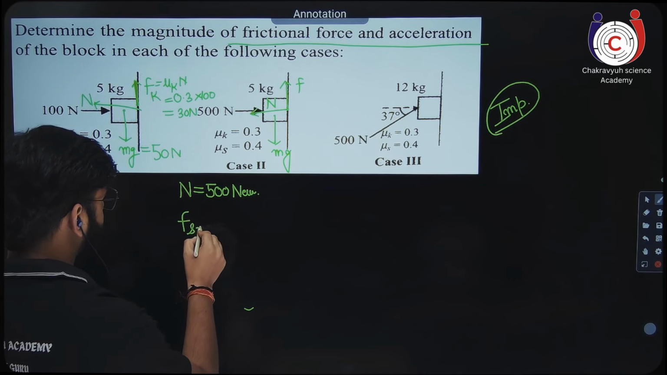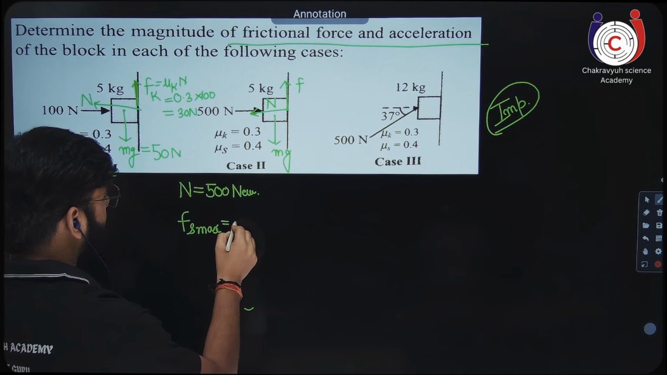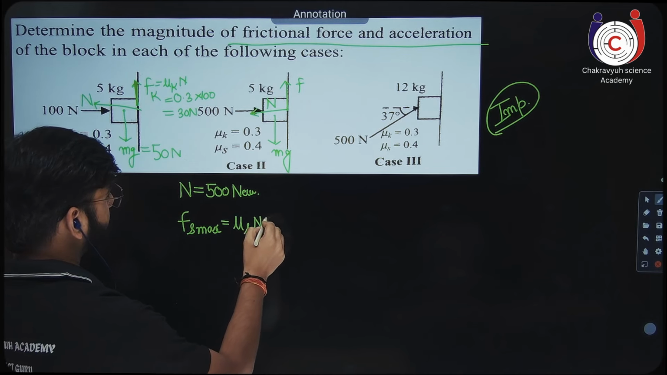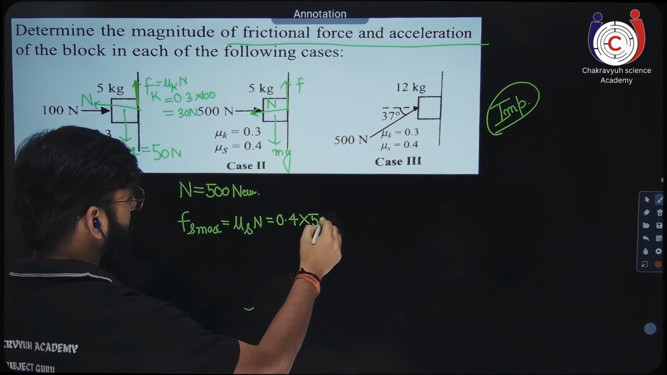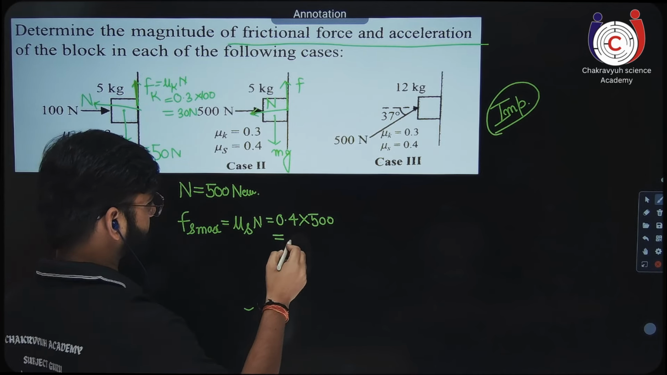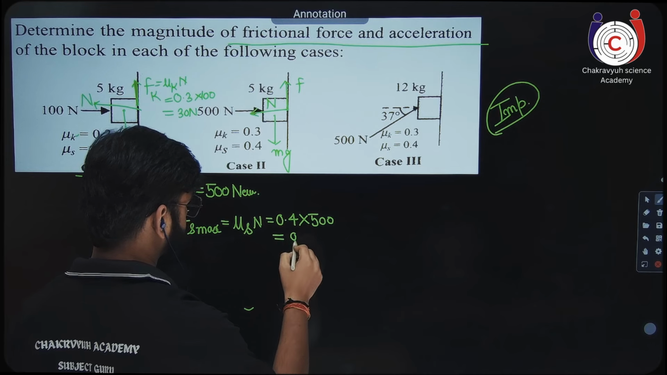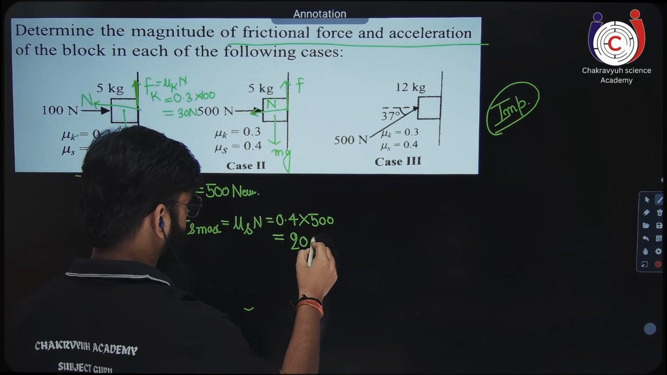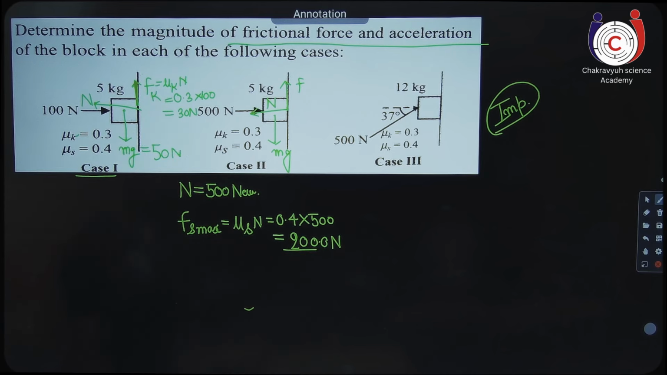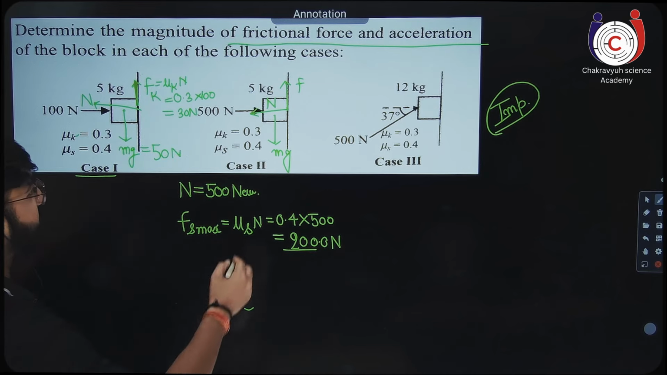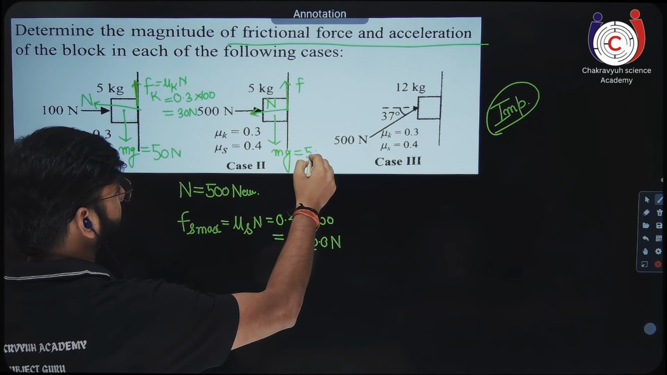Correct. So Fs max is mu s into N. Can I tell the answer? Yeah, tell the answer. Sir, the frictional force will be 200 Newton and the acceleration will be 30 meter per second square. Notice, so Fs max is how much? 200. What is mg? 50.